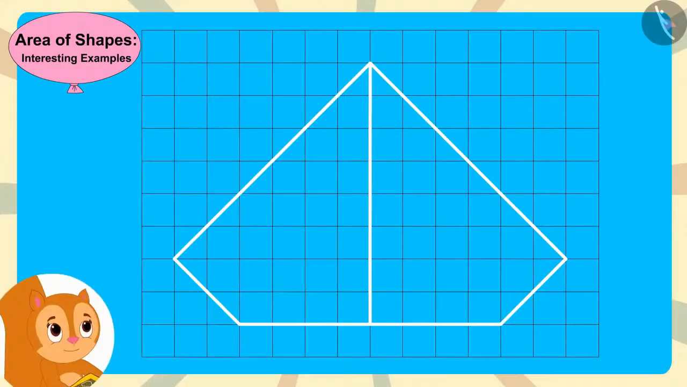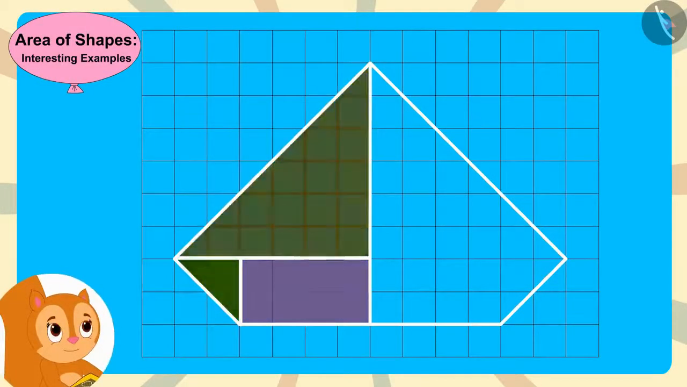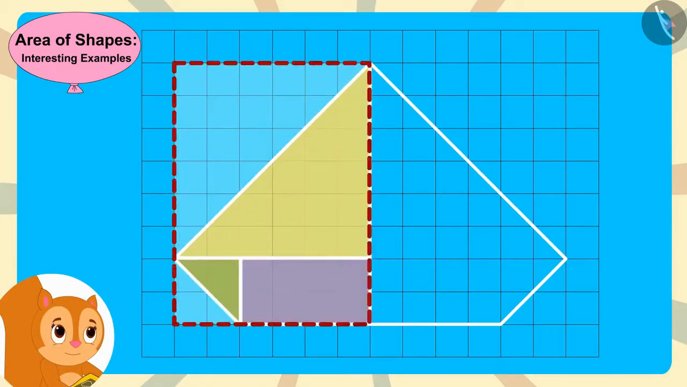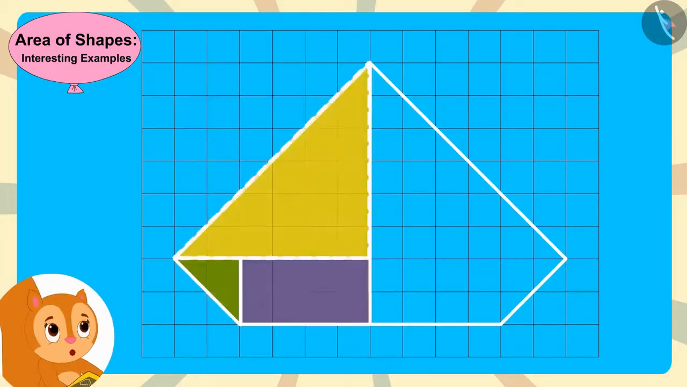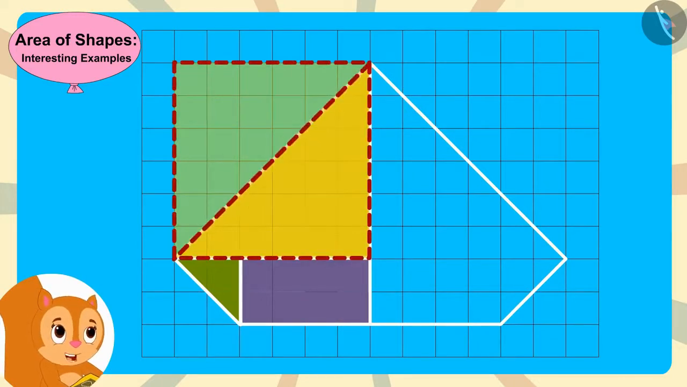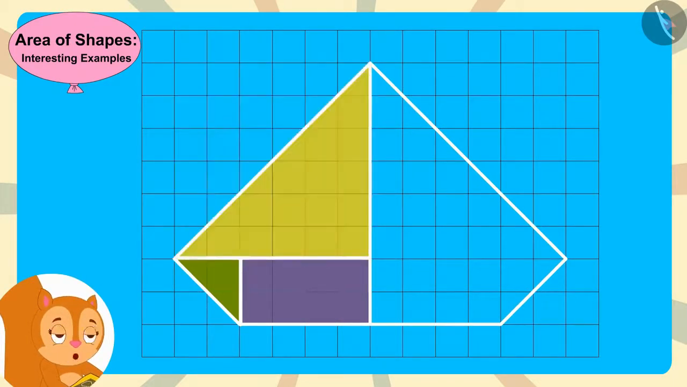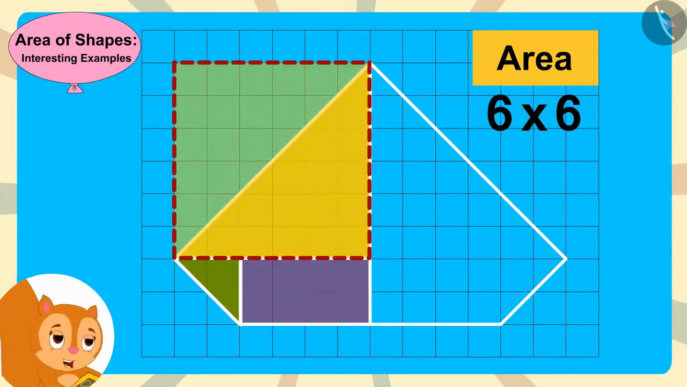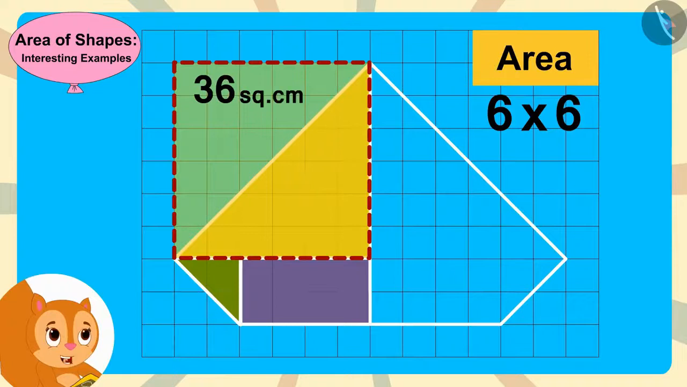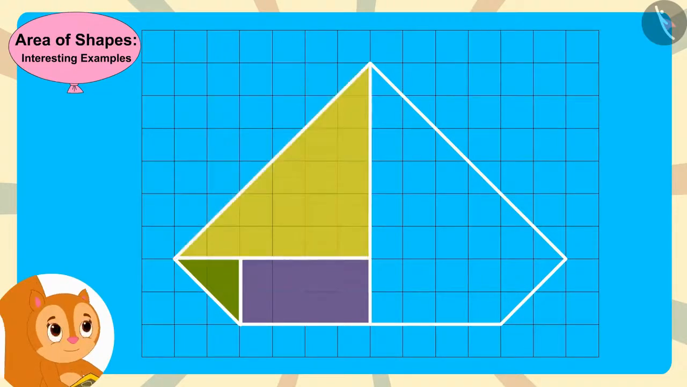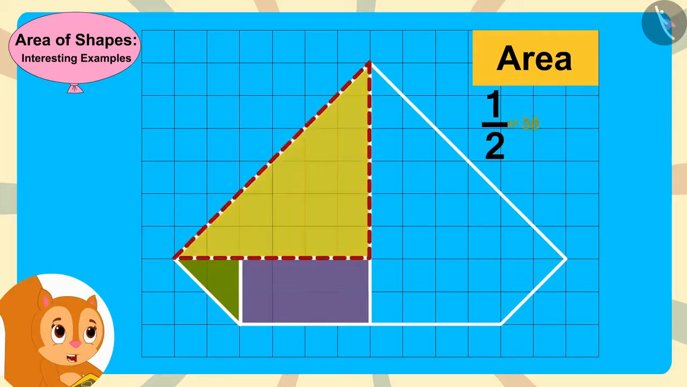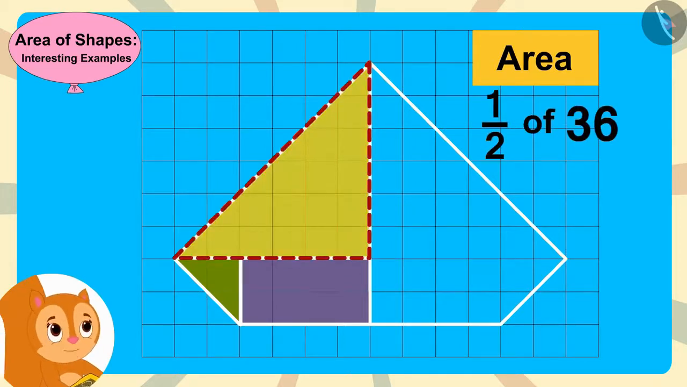Then Chanda made such rectangles and triangles in this part of the diamond's outline. This large triangle is half of this square. And the area of this square is 6 times 6 or 36 square centimeters. So, the area of this big triangle is half of 36 or 18 square centimeters.